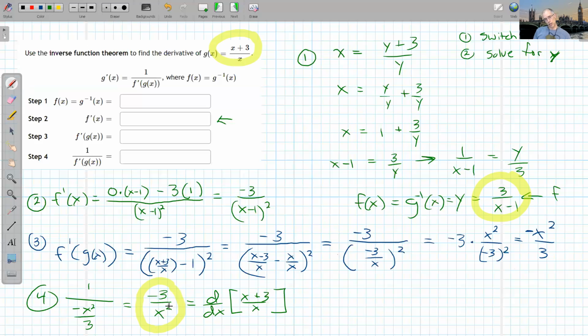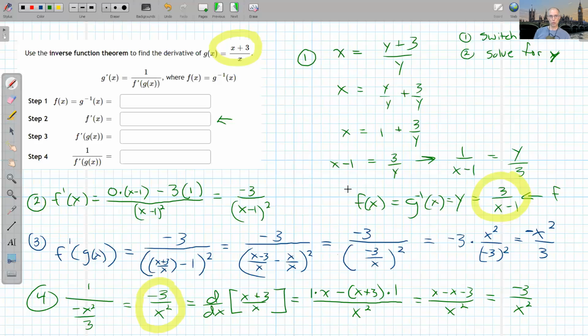So to check that that's really the right one, we could apply the quotient rule here. Quotient rule on this one says take the derivative of the top, derivative of x plus 3 is just 1, times the bottom, minus the top, x plus 3, times the derivative of the bottom, derivative of x is just 1, all divided by the denominator squared. And in the numerator here, I get x minus x minus 3, which is equal to negative 3 over x squared. Now, in this case, applying the quotient rule is actually a little bit easier.